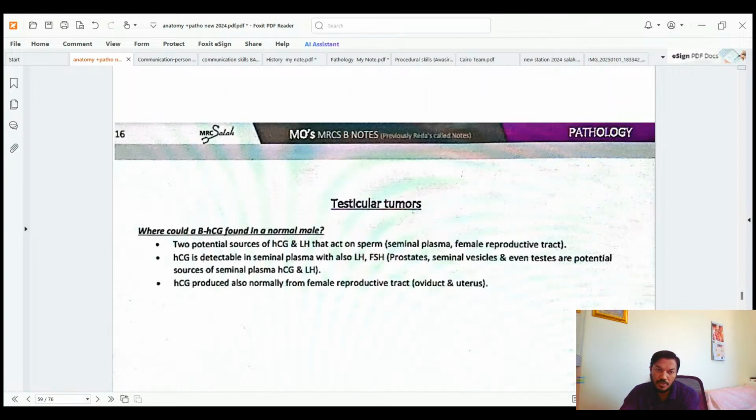Testicular tumor. Two potential sources of HCG and luteinizing hormone that act on sperm.